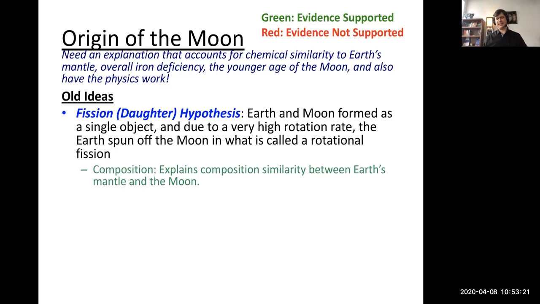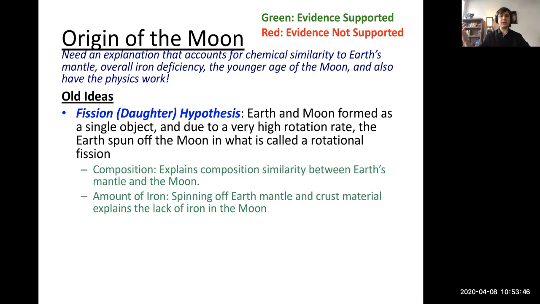Composition, yes. This idea came up to explain the similar rock composition between Earth's mantle and the moon's mantle. If we differentiated the Earth, what material is going to get spun off? The outer material. So you're going to end up with the same sort of rocks in the Earth's mantle as you do in the moon's mantle. Good work. All right, thank you, fission hypothesis.